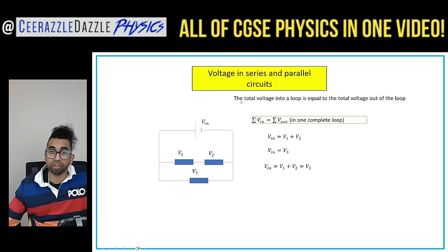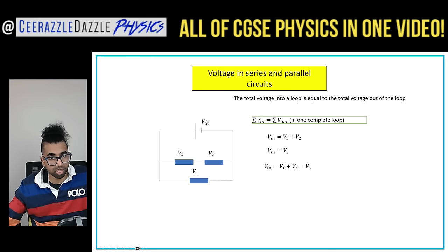Easy stuff. Voltage in series and parallel circuits. The total voltage into a loop is equal to the total voltage out of the loop. So look over here, the sum of the voltage in is equal to the sum of the voltage out in one complete loop. That basically means this. We've got one loop there and one loop over here, back to the center. So V in is equal to V1 plus V2. And also we know that V in is also equal to V3.